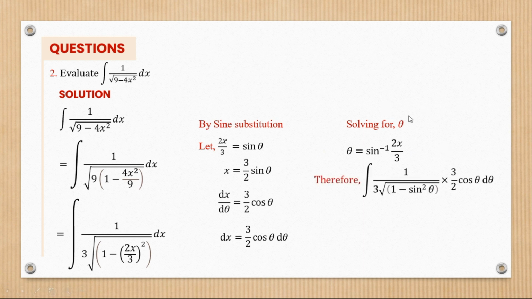When you put this back in, we now have 1 over, remember this 3 right here, 3 into 1 minus sine squared theta, times 3 over 2 cos theta. As you can already see, this 3 and this 3 cancel, and then we're left with a half. So a half can be extracted out, and then we have cos theta over root of 1 minus sine squared theta. But 1 minus sine squared theta, from the knowledge of trigonometry, is equal to cos squared theta. Because we have this root, it will become cos theta. So now we have cos theta over cos theta, which is equal to 1.